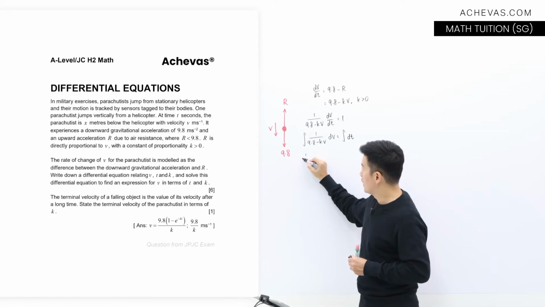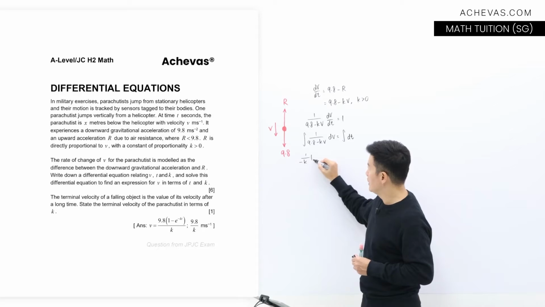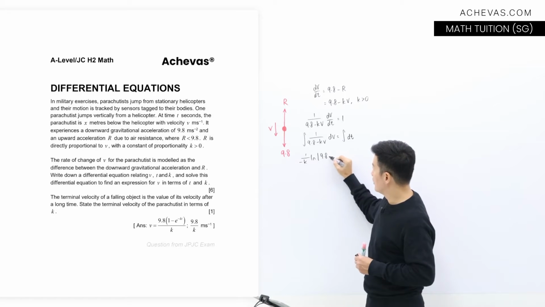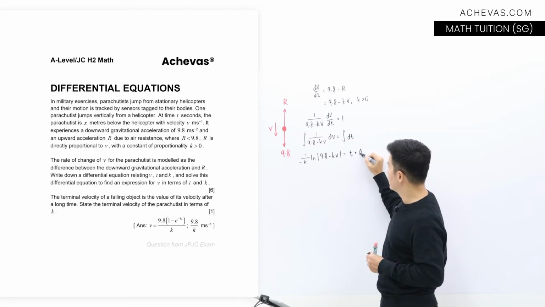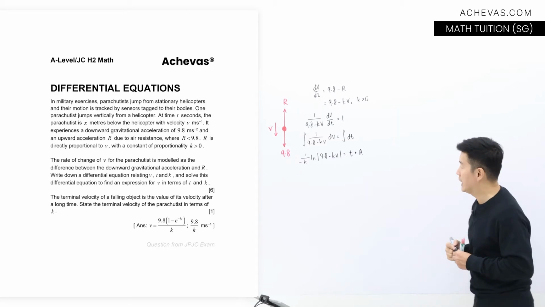It is going to be 1 over the coefficient of v, then ln modulus of 9.8 minus kv is equal to t plus an arbitrary constant. I'm going to go for a.